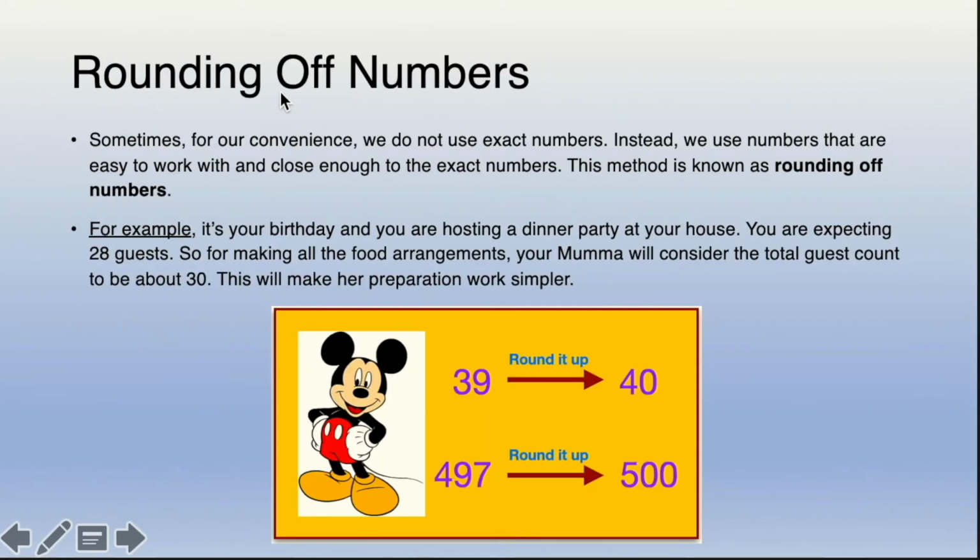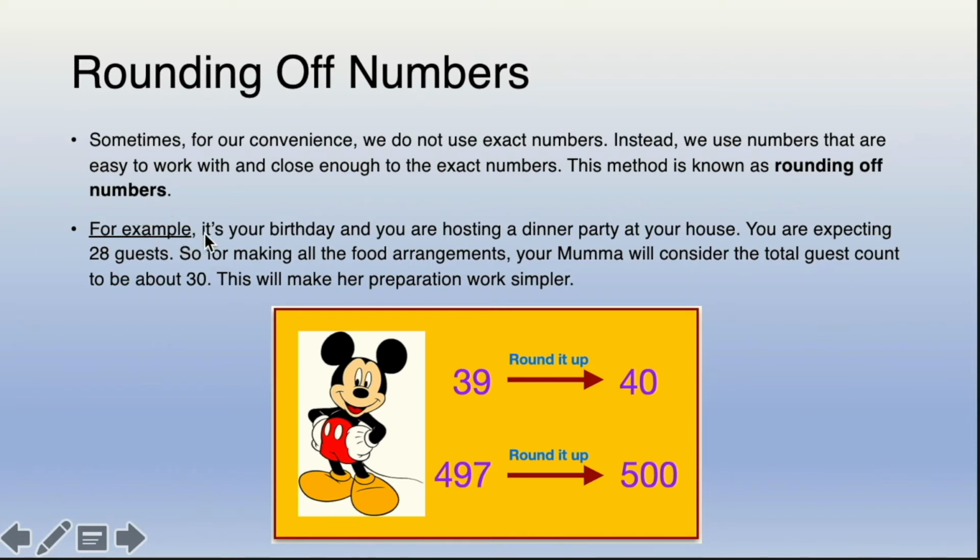Next, rounding of numbers. What do we mean by rounding off numbers? Sometimes, for our convenience, for making our work easier, we do not use exact numbers. Instead, we use numbers that are easy to work with and close enough to the exact numbers. This method is known as rounding off numbers.